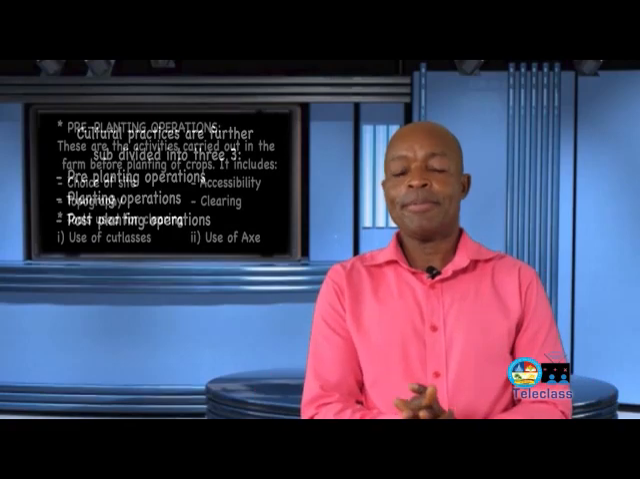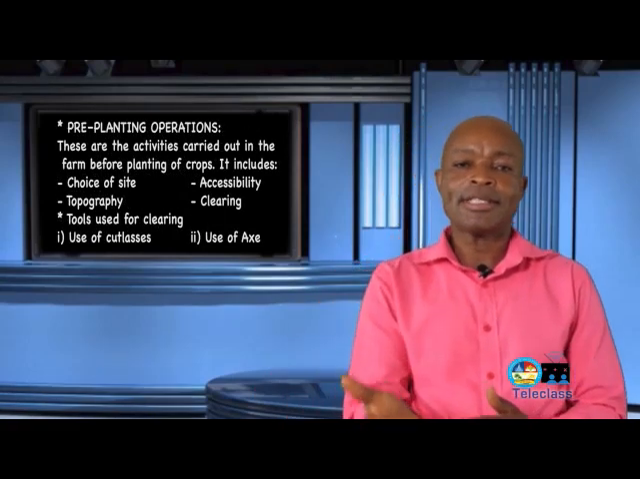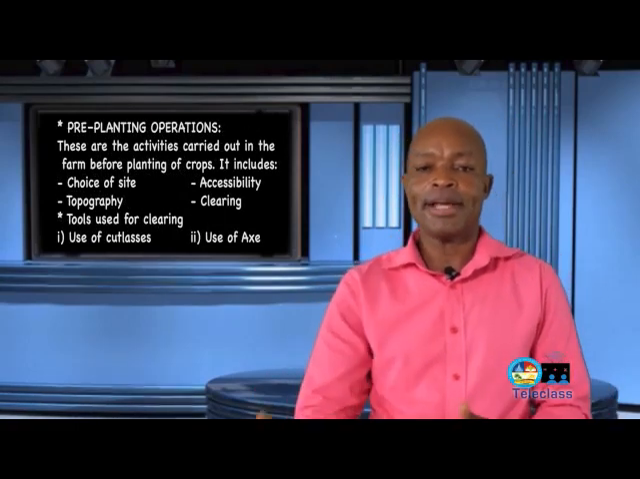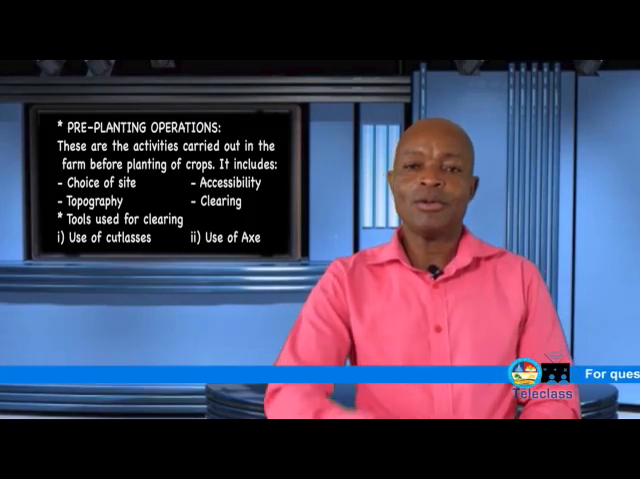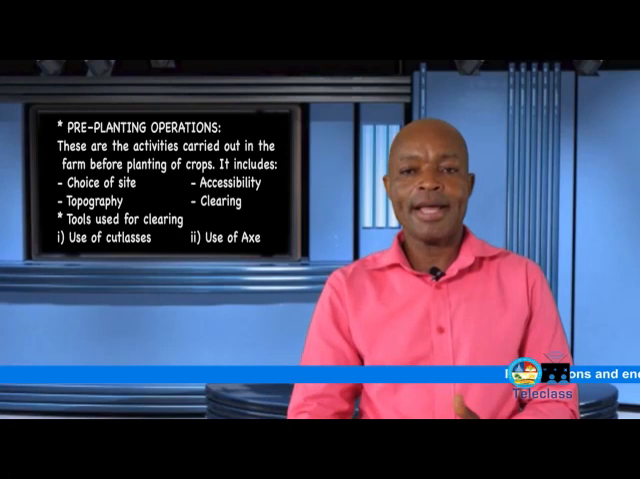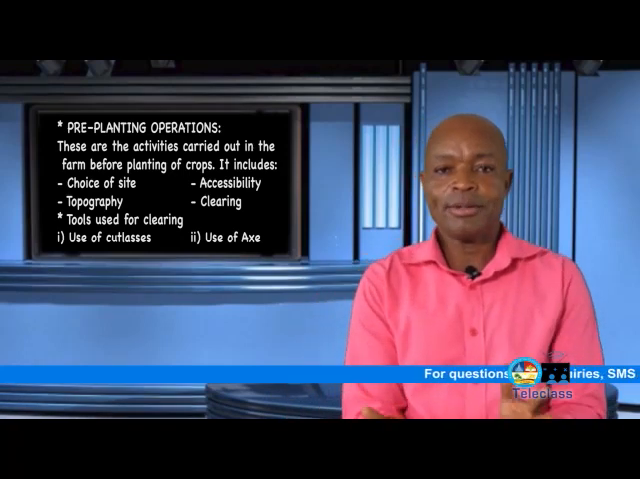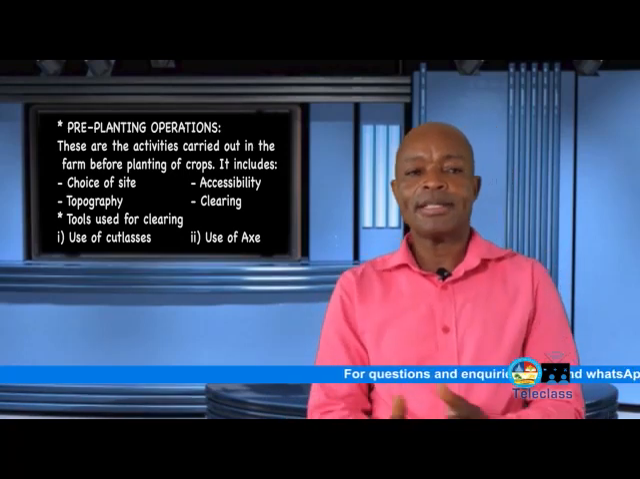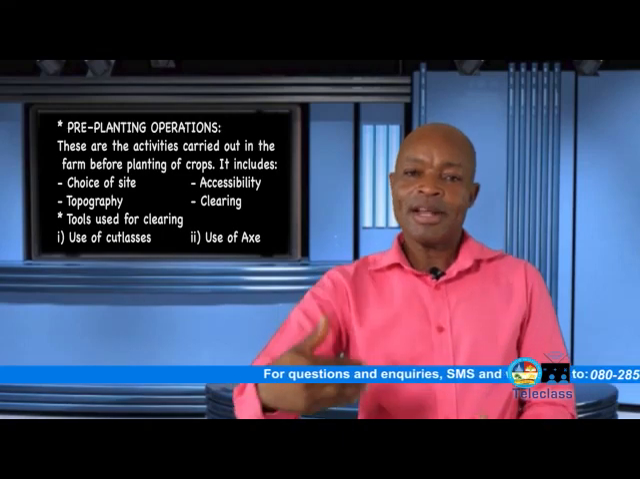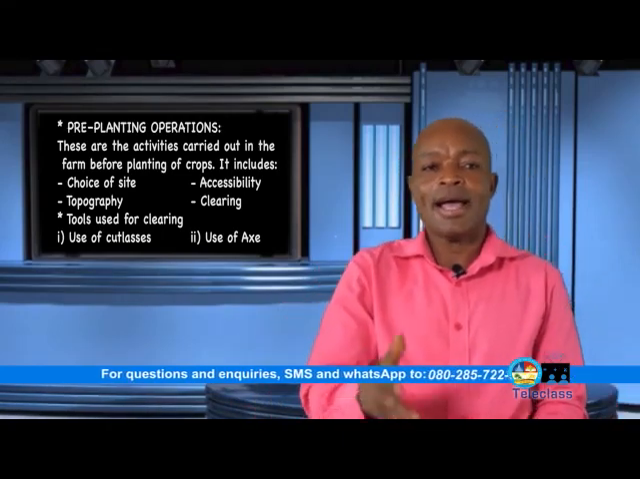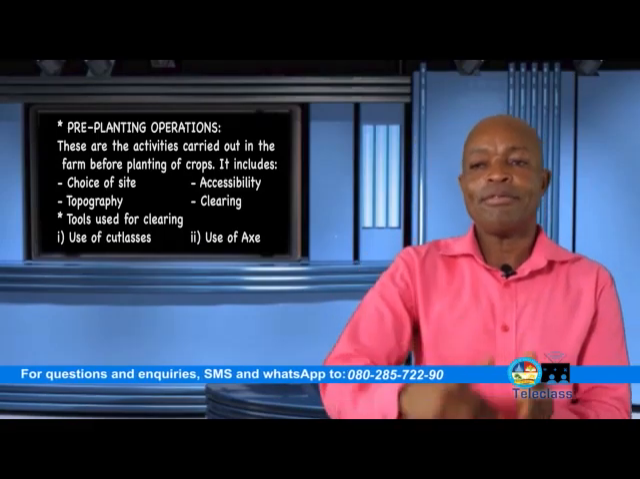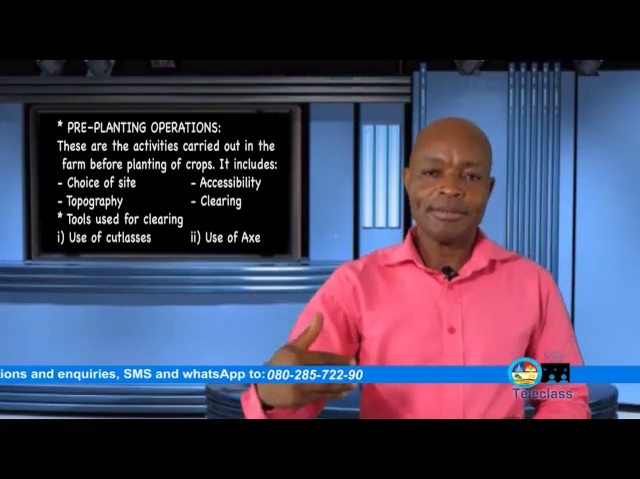pre-planting operations. Pre-planting operations are activities carried out in the farm before planting of crops. It includes, one, choice of site. You look for a suitable site before planting. There are certain criteria to be put in place. Certain things are to be put in place before choosing a suitable farm site.